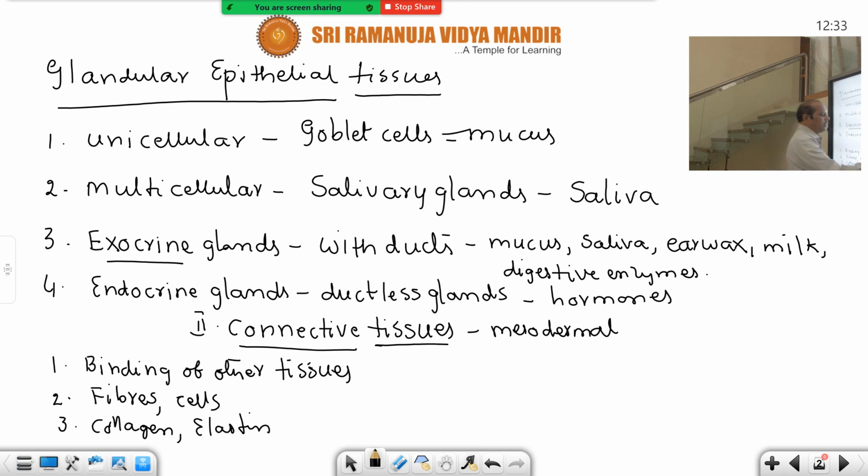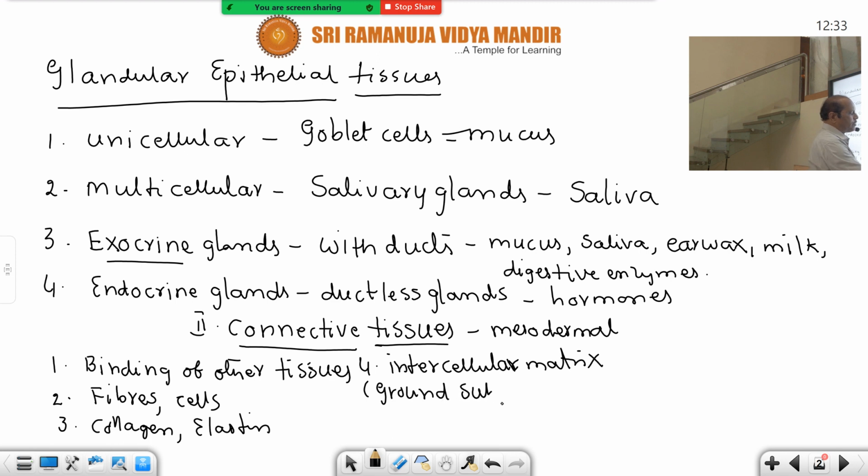These cells secrete the intercellular matrix. The intercellular, not intracellular. You remember this. This is the most important substance that is present only in the connective tissues. The other tissues are devoid of this intercellular matrix. The matrix rich tissue is connective tissue. Intercellular matrix is also called ground substance.